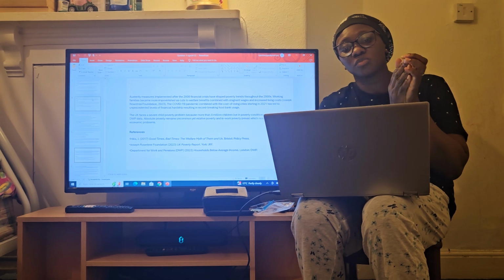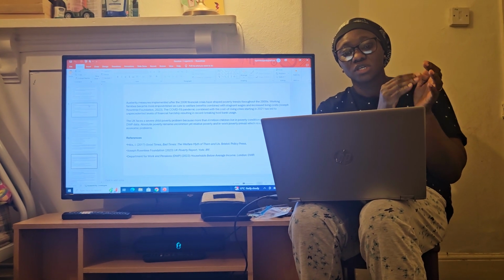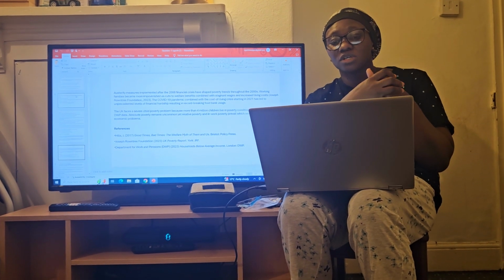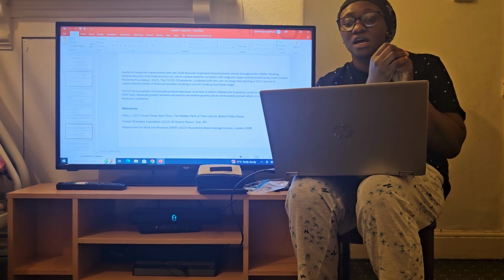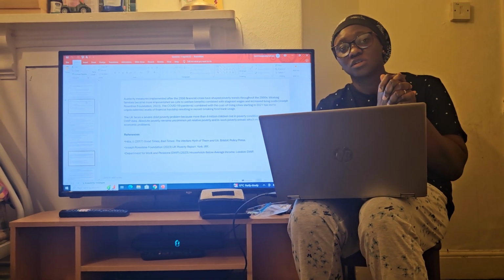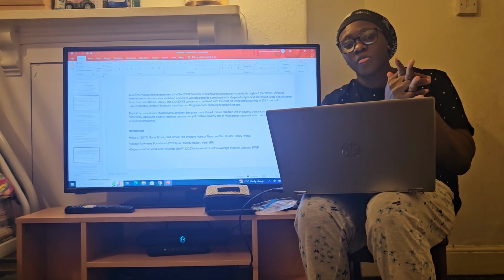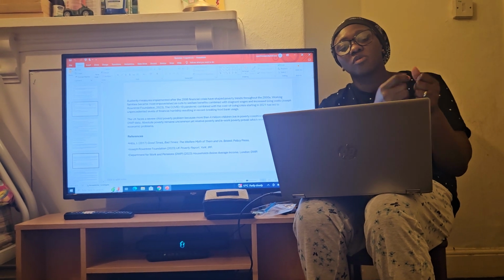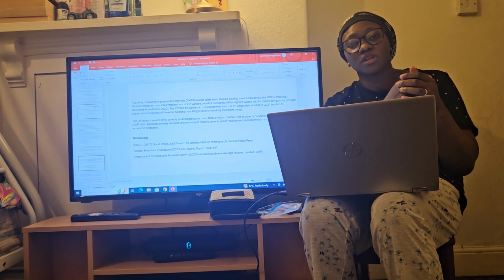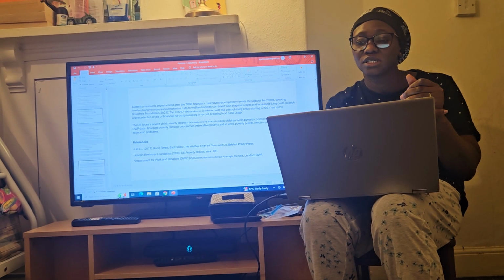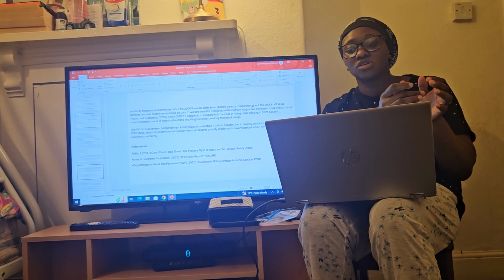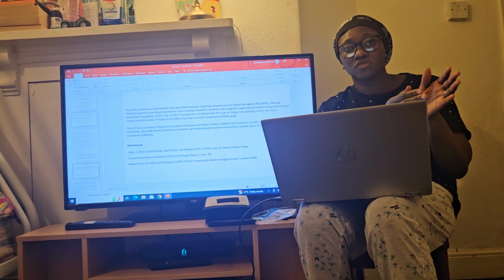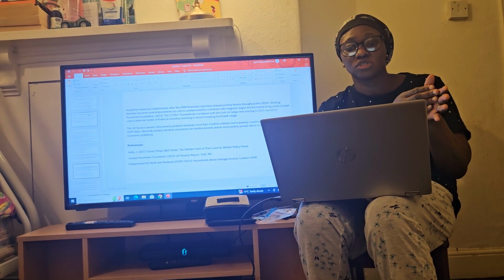Austerity measures implemented after the 2008 financial crisis have shaped poverty trends throughout the 2000s. Working families became more impoverished as cuts to welfare benefits combined with stagnant wages and increased living costs, according to Joseph Rowntree Foundation of 2023.